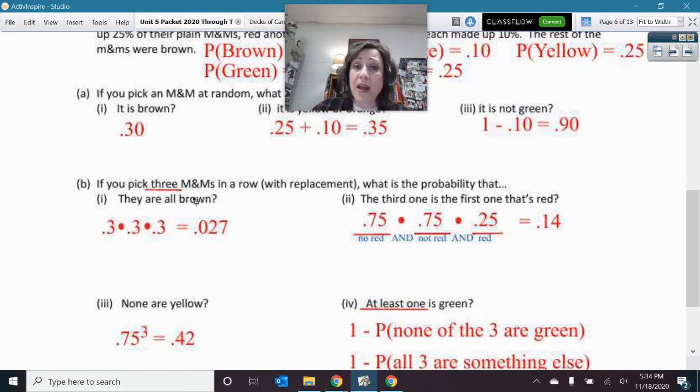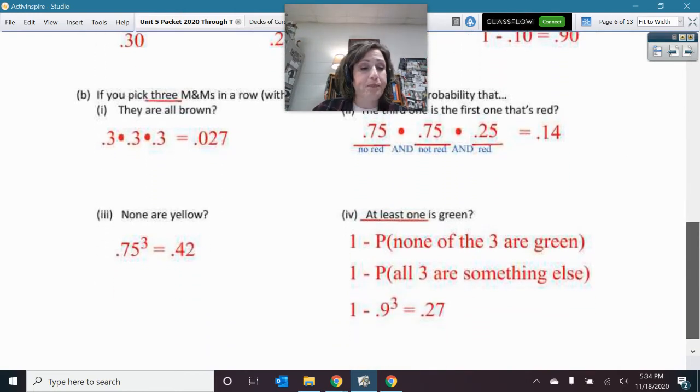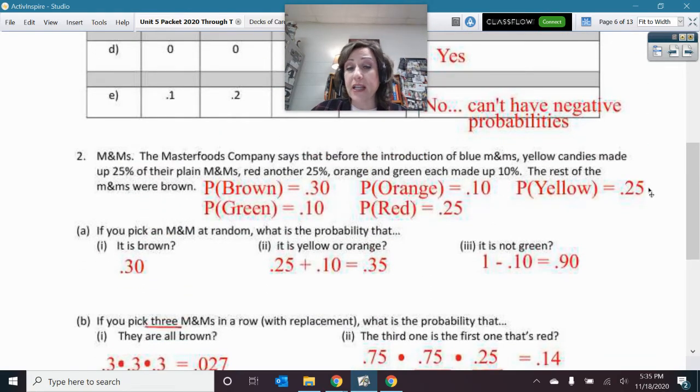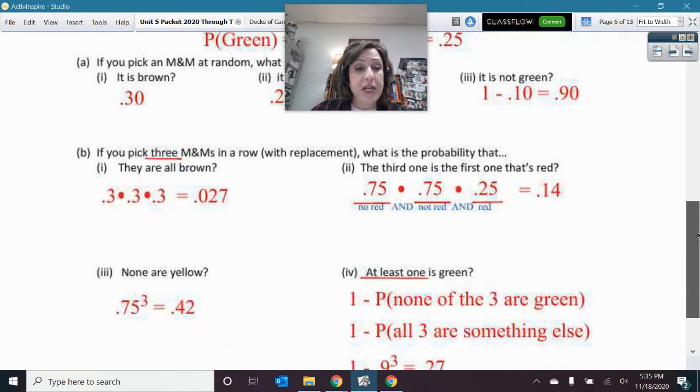B, now we're having three events. We're picking three M&Ms. So here I have all three of these are brown. So there's the probability of the first one and the second one and the third one being brown. The third one is the first one that's red. So not red, and this one's not red, and this one's red. So there's that. None of them are yellow. Okay, so that means I had to think what is the complement to yellow? So up here, 25% are yellow, so 75% are not yellow. So all three are not yellow.